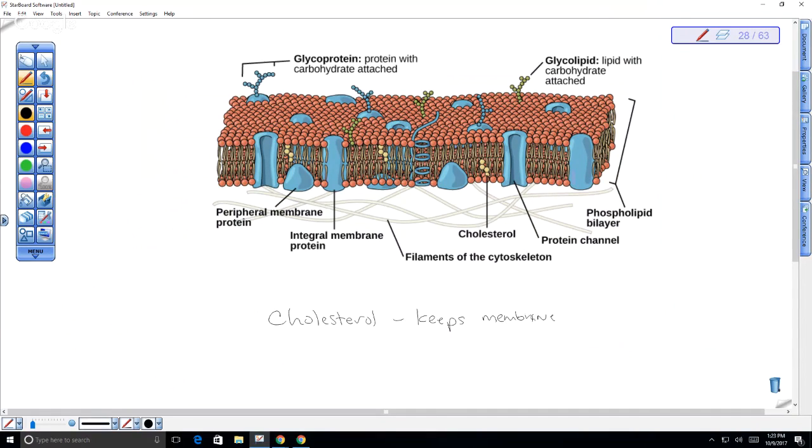Another reason why you have to have cholesterol in your diet. Keeps the membrane fluid. Cold temperatures.